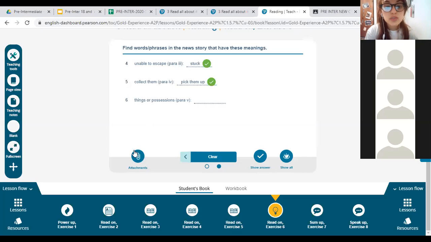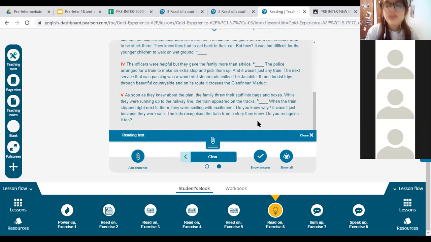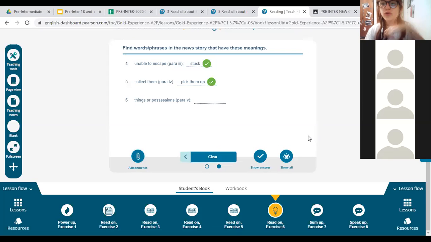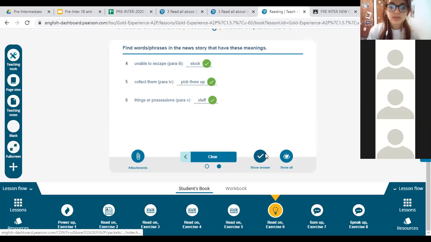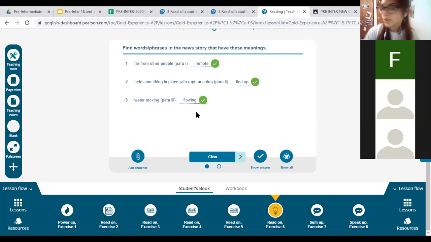Good. And the last one means things or possessions. So this is a noun. Stuff. Good. Stuff. They threw their stuff. Stuff quiere decir cosas, their belongings. They threw everything in their boxes and they went on the train. Very good. Do you need a minute to write down the words? Yes. No.